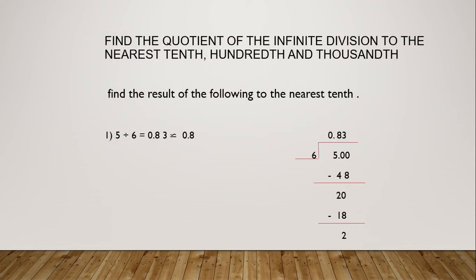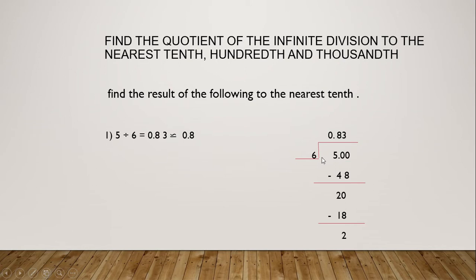Find the quotient of the infinite division. Here, find the result to the nearest tenth. To find the result to the nearest tenth, we will divide until we have two decimal digits only. Okay, then 5 divided by 6, impossible. 5 is less than 6. Then I put a decimal point to open decimal digits, and put 0 in the decimal digits. 5 divided by 6, impossible. Put 0 to take another digit and move the decimal point up to the quotient.